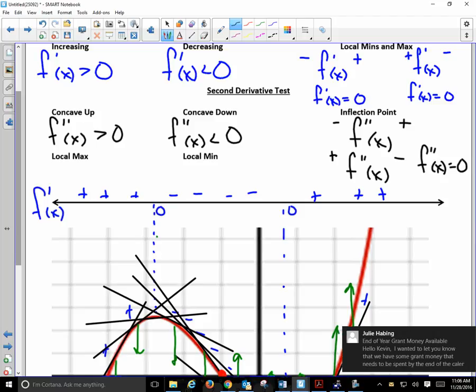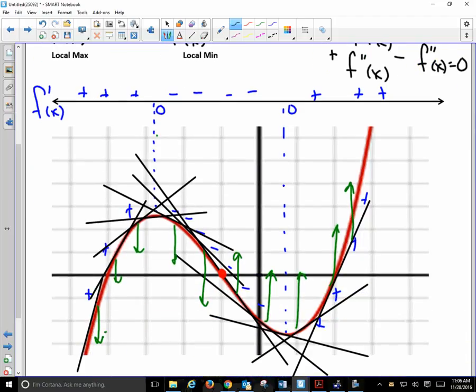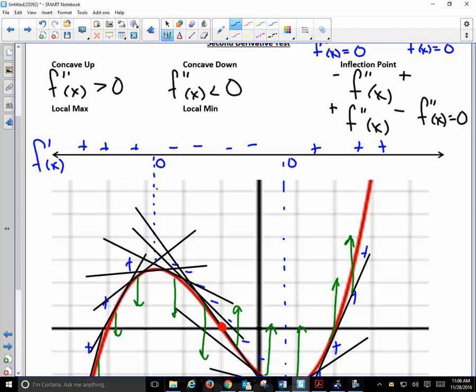All right. So one last piece before we try an example. Is this a local max or a local min? Is it concave up or concave down? Concave down. So a local max will occur when it is concave down, or where the second derivative is less than 0.